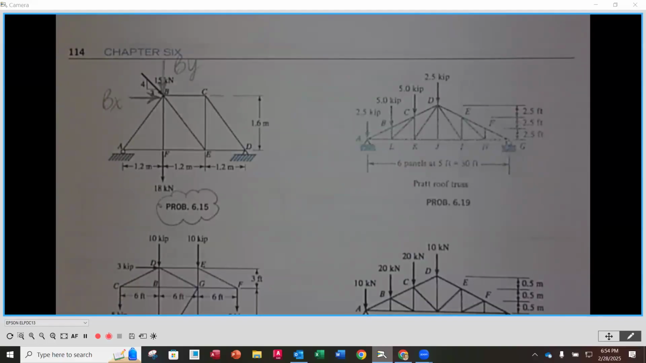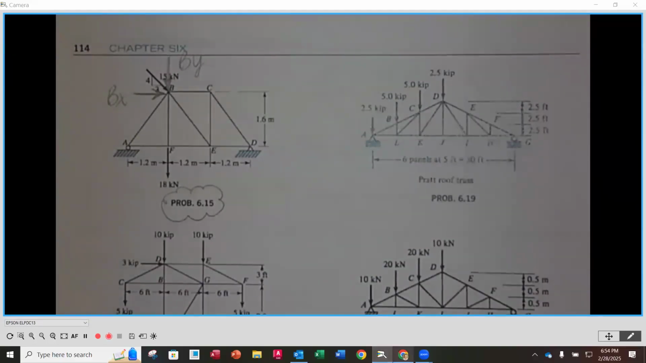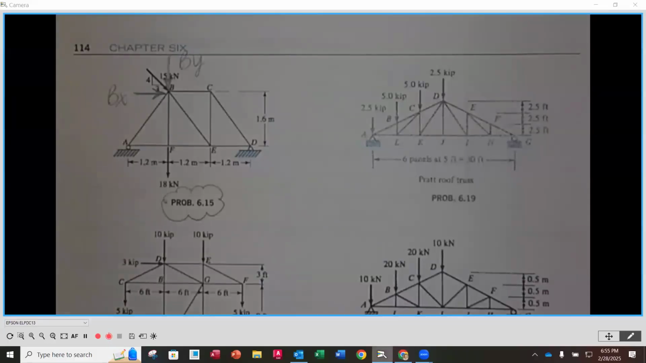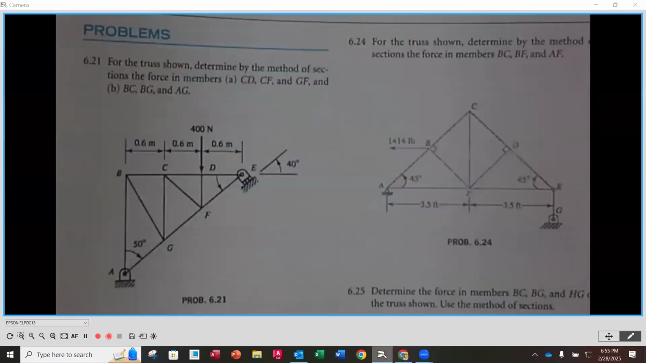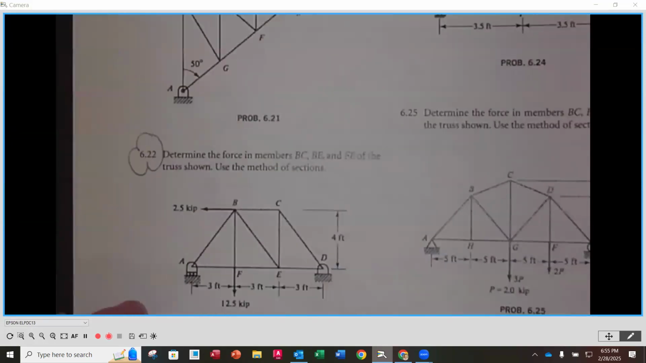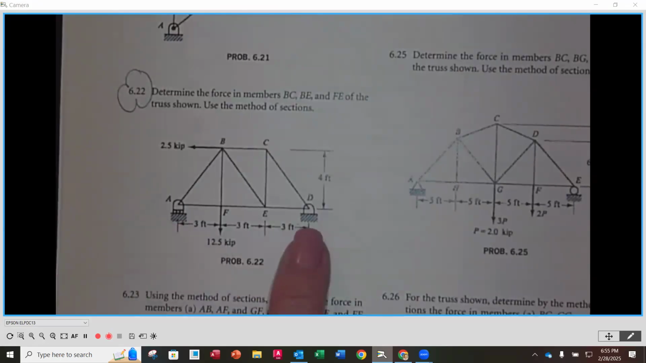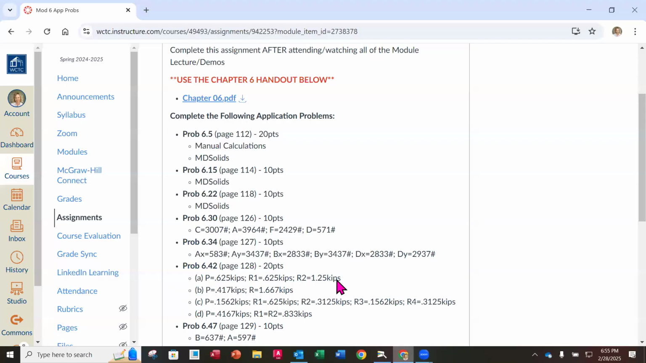Okay. And then your second one is problem 6.22. That's going to be on page 118, and that is the truss that you see here. Okay, this one you don't have to worry about any X and Y components. You're just going to simulate it as you see it here. This is a roller, this is a pin, and then a screenshot of those results. Okay, so any questions on the truss problems, which are the first three here?